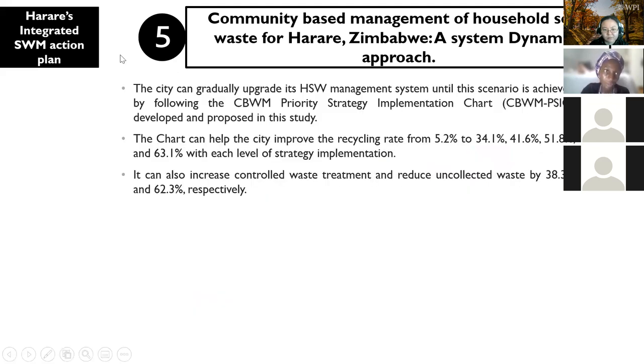So basically, in summary, this is what we came up with. The point was to estimate the material recovery potential. How can we bring about a change? How much of the waste can we remove from the system if we introduce this community-based waste management program? And to what extent would we implement it for us to achieve certain results? So these are some of the figures that we came up with, the percentage changes in recycling rate and the controlled waste treatment. And I think I have talked enough. I don't know if there are any questions.